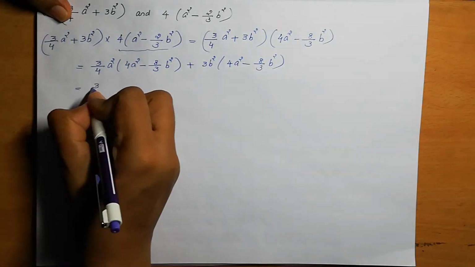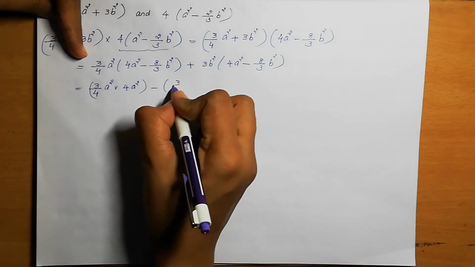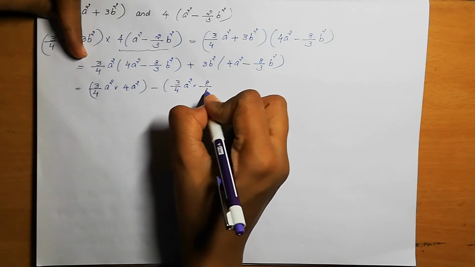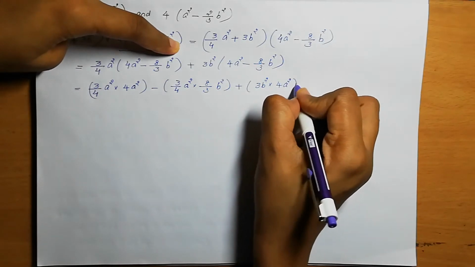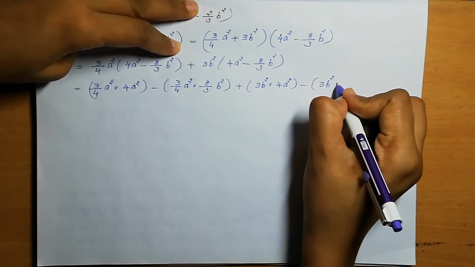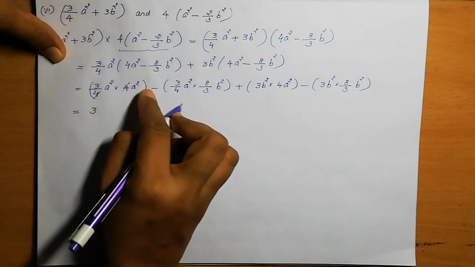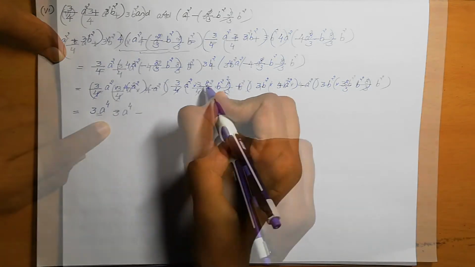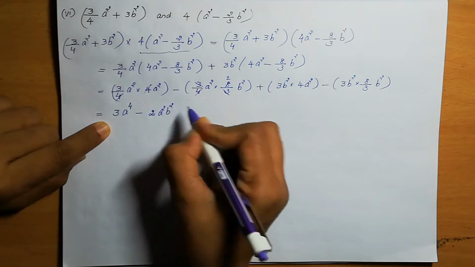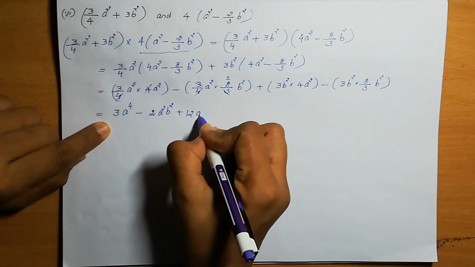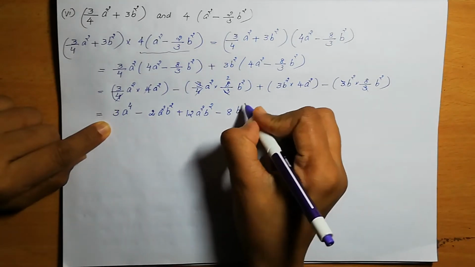So each time we can multiply 3 by 4 a square into 4 a square, minus 3 by 4 a square into 8 by 3 b square, plus 3 b square into 4 a square, plus, minus minus, 3 b square into 8 by 3 b square. So this is equal to 4, 4 cancel, 3 a square into a square is a power 4, minus here 3, 3 cancel, then 4 2s are 8. So remaining is 2 a square b square. Next 3 into 4 is 12 a square b square. 3, 3 cancel, remaining is minus 8 b square into b square is b power 4, right?